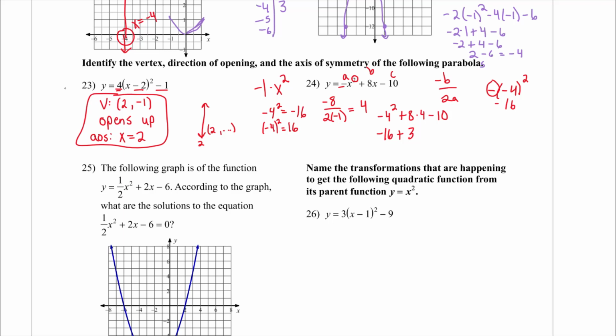8 times 4 is 32, and then minus 10. So 16 minus 10 is 6. So the y value is 6. The x value was 4. So 4 comma 6. The negative means that it opens down. The negative in front of the x squared, that is. And our axis of symmetry is x equals 4.